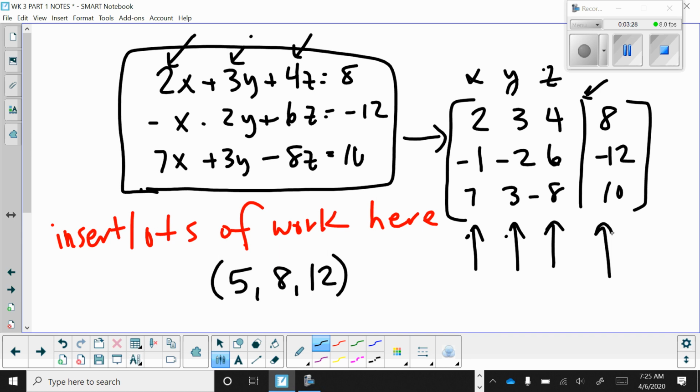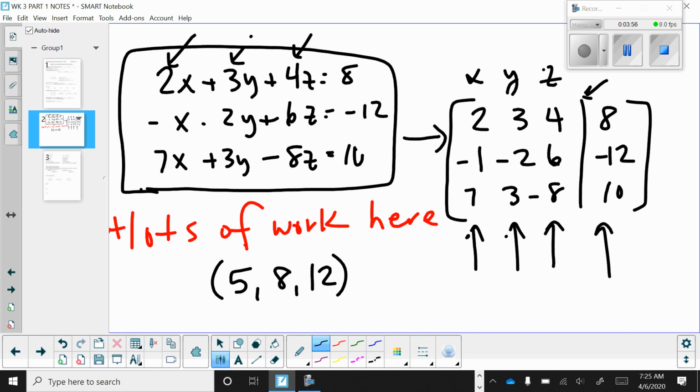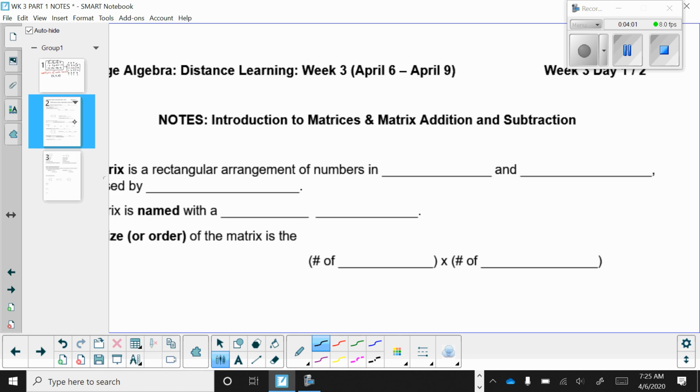Now what we're doing today is just introducing you to the basic vocabulary about matrices, and then we'll do some very simple operations. We're going to add and subtract matrices. Later in the week, on the next lesson, we'll do basic multiplying by a constant, and then next week, we will talk about multiplying matrices by hand. So having said all of that, let's go ahead and do the notes.